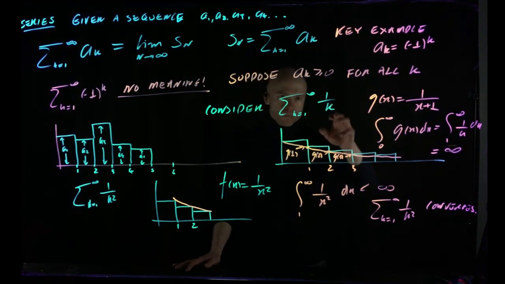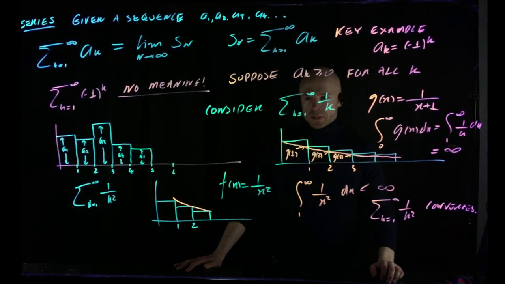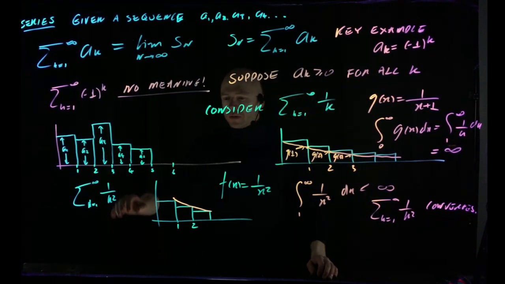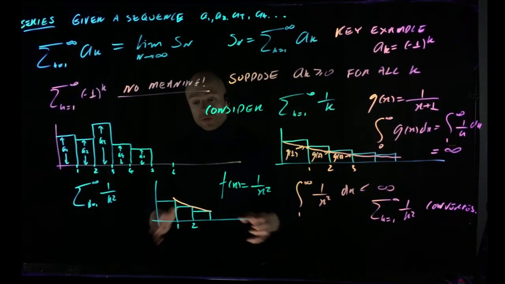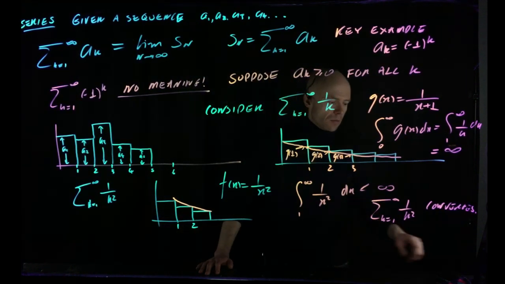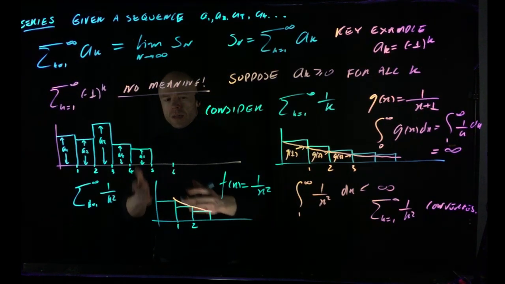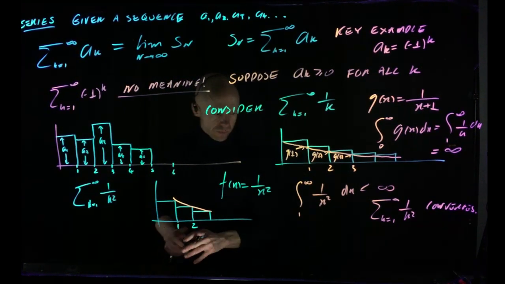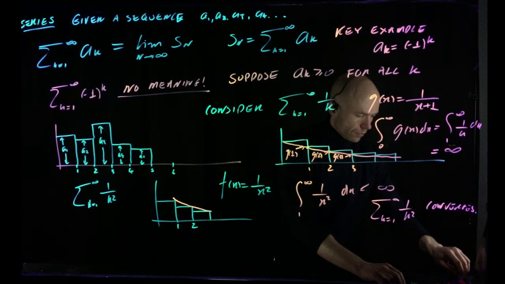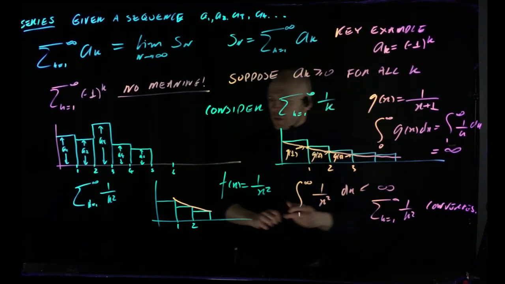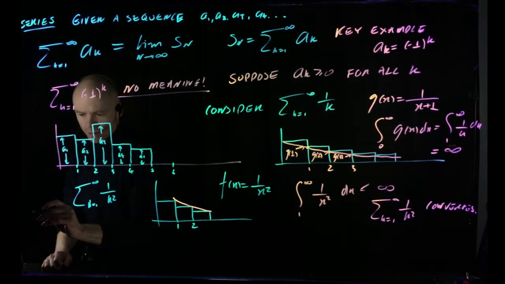Okay, so this guy diverges. This guy converges. And what we've done here to understand it is something called the integral test. We found a function that has particular properties. So put these words here.